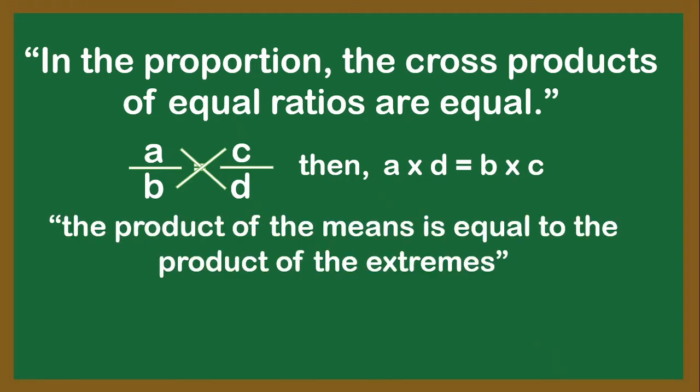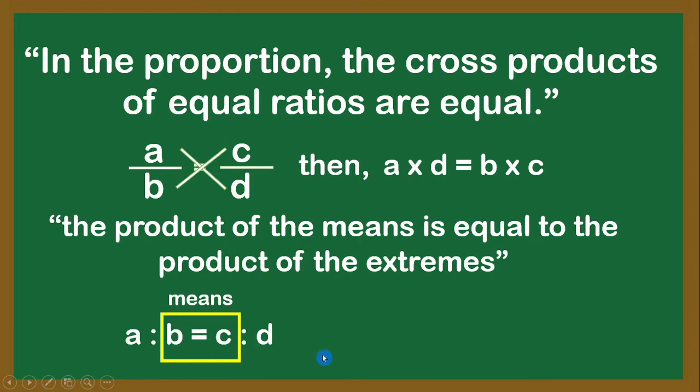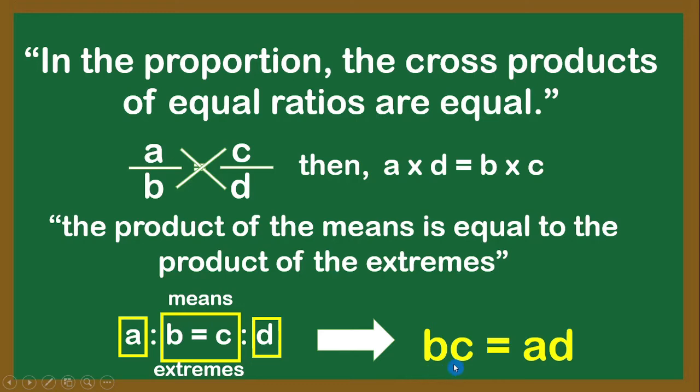Now let us take the law of proportions. The product of the means is equal to the product of the extremes. Let's say A is to B equals C is to D, wherein B and C are the means, A and D are the extremes. Then we have the product of the means and the product of the extremes, that is, B times C equals A times D.